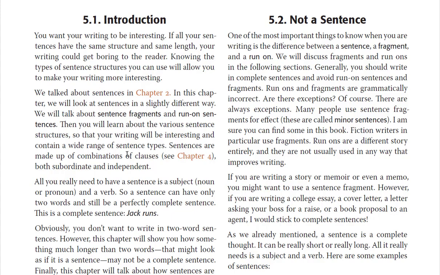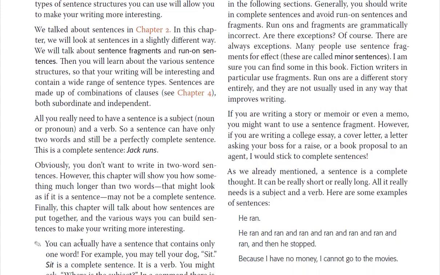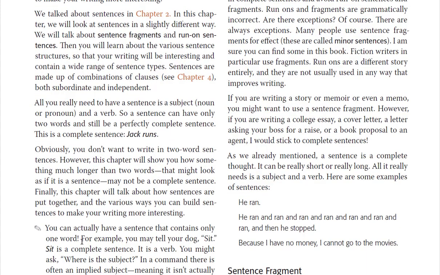Sentences are made up of combinations of clauses, see Chapter 4, both subordinate and independent. All you really need to have in a sentence is a subject or pronoun and a verb. So a sentence can have only 2 words and still be a perfectly complete sentence. This is a complete sentence: Jack runs. Obviously, you don't want to write in two-word sentences. However, this chapter will show you how something much longer than 2 words might look as if it is a sentence. Finally, this chapter will talk about how sentences are put together.